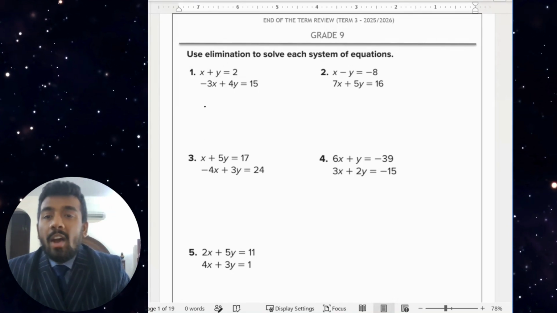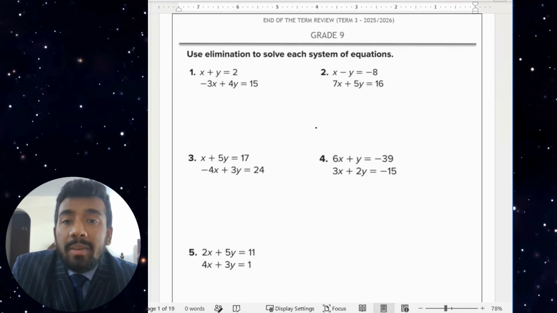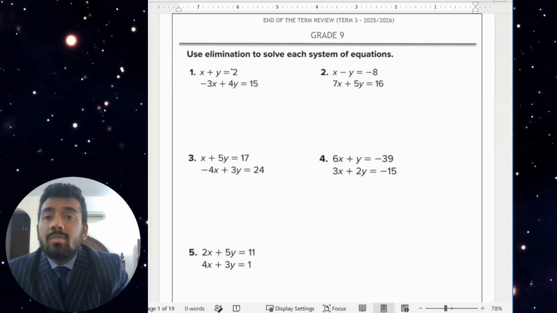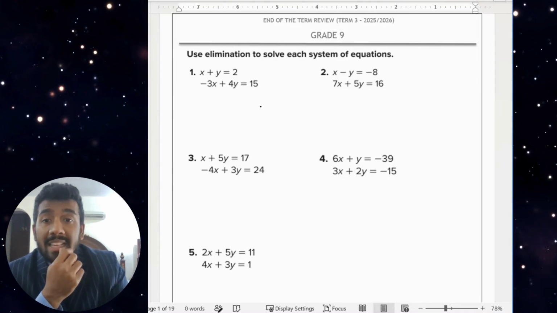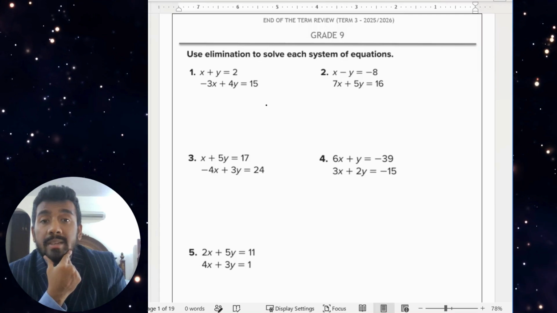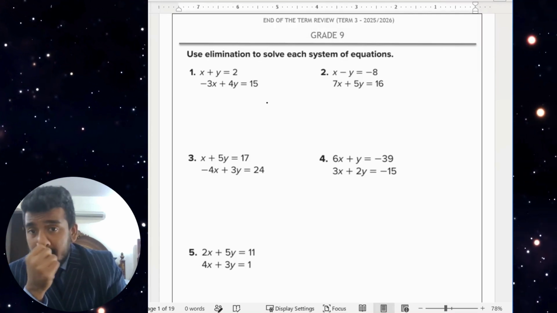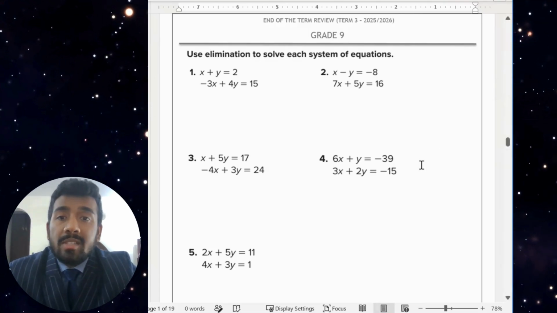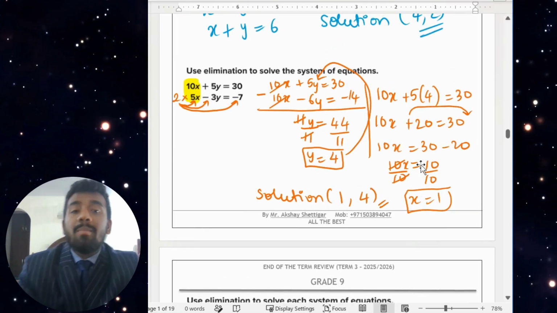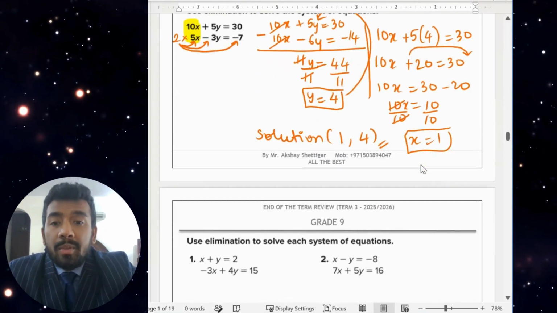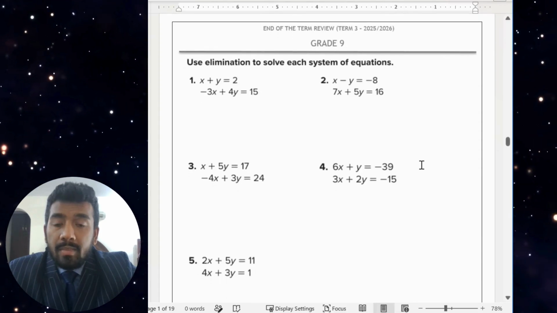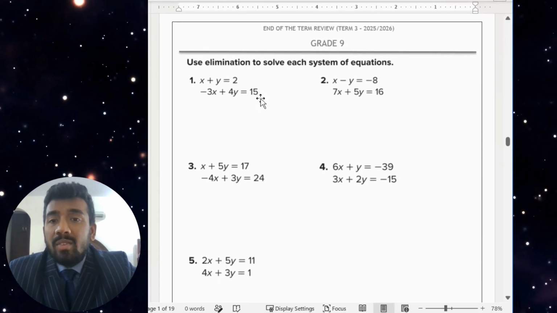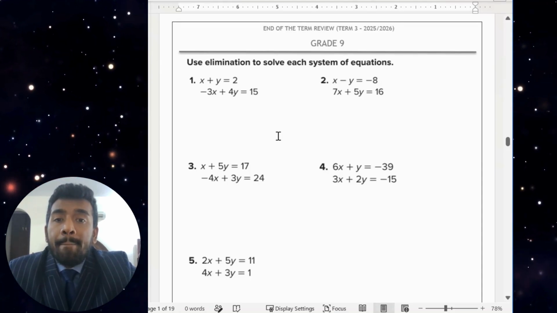Welcome everyone. Okay, so this topic says use elimination to solve each system of equations. Now you know how to solve this kind of question, but I'll suggest you use a calculator. What are the steps to follow? We did it in the previous class, you can see my previous video. You can do it in the same way, or you can use the calculator. I'll do one question and then we can go straight to the calculator method.